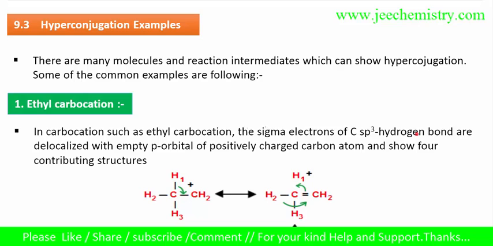Now we learn some examples of hyperconjugation. By these examples we will understand hyperconjugation much more clearly. There are some 7-8 examples of hyperconjugation. By these we will be much clearer about hyperconjugation.